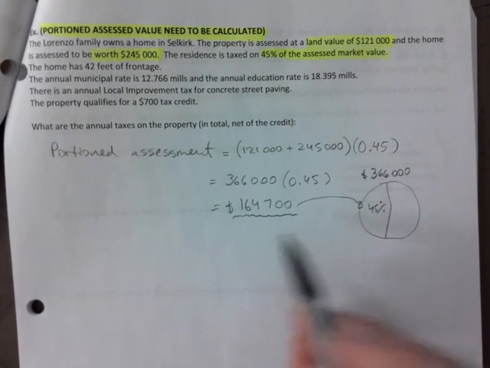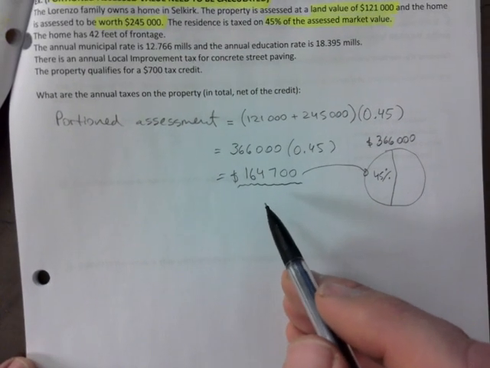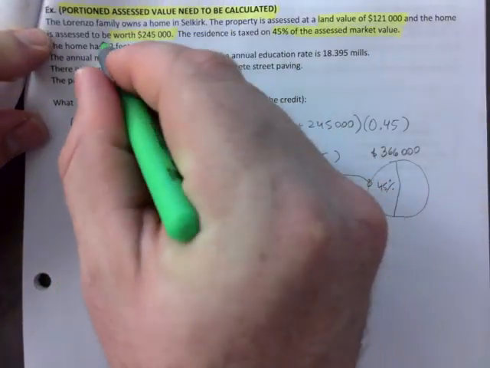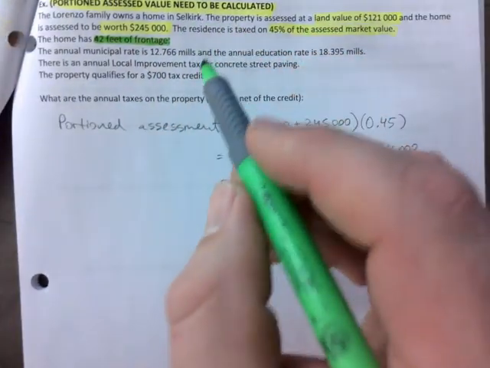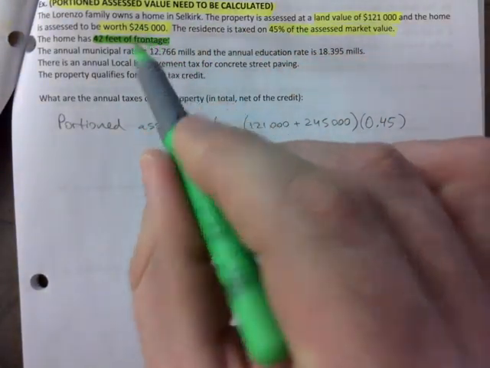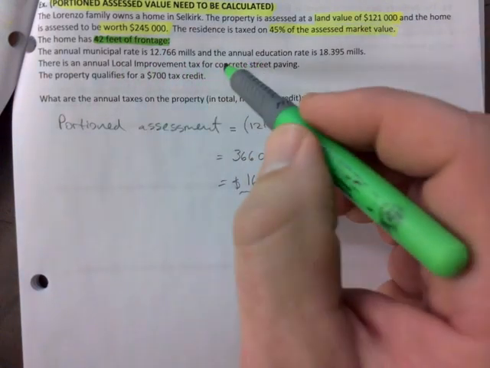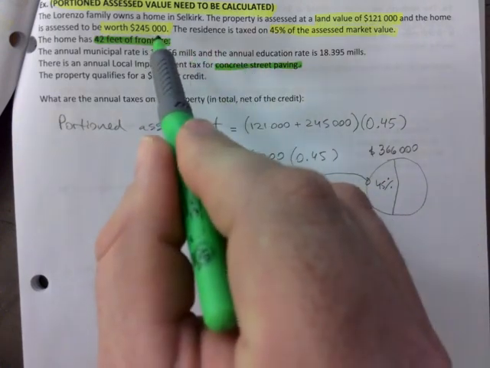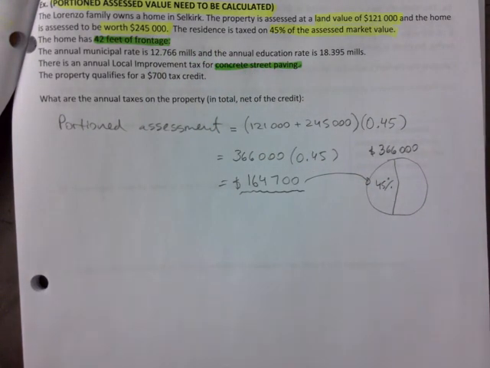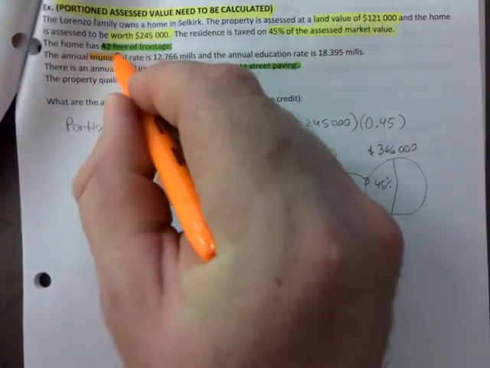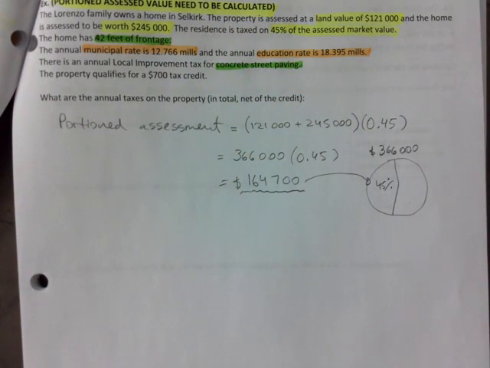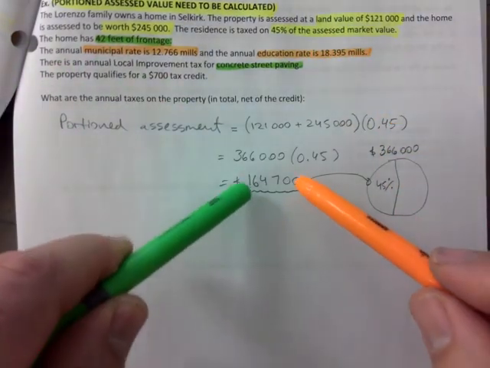So here, now you can start your taxation process. I'm going to use green for the frontage. So it's 42 feet wide. And that frontage has to do with local improvement. And the only local improvement is concrete street paving. Okay, so those go together. You need to know how wide your property is in order to figure out your improvements. And the mill rates, right? There's a municipal mill rate and there's an educational mill rate. Those are going to be applied towards this amount.